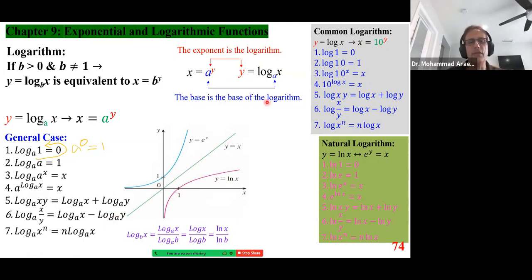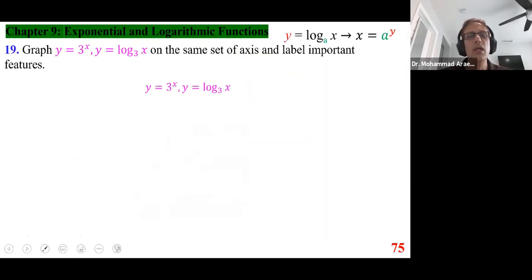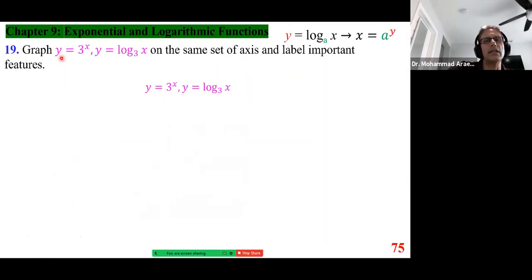We also have this formula known as change of base formula. So this is the synopsis of what we have seen regarding logs. So if they give us this and say, okay, graph these two functions, and that's what we did. I want to show you how to graph to begin with when we don't know how the graph looks like.